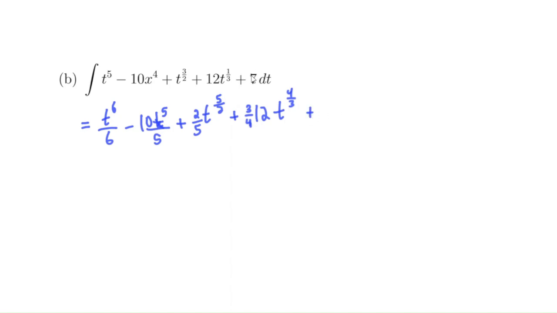And then plus, now it's tempting to put 7x, right? But it's actually 7t, okay, plus c. Now, again, we could simplify this. This 10/5 becomes a 2. 3/4 times 12 is really a 9. But we'll leave this as our final answer.